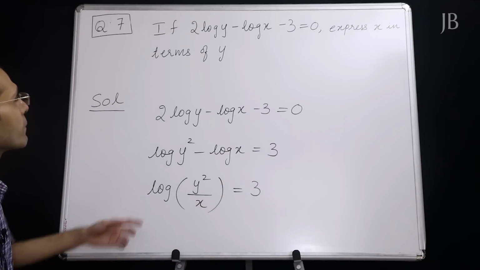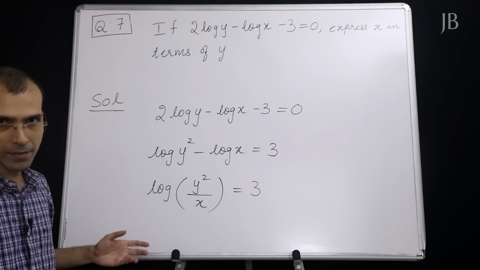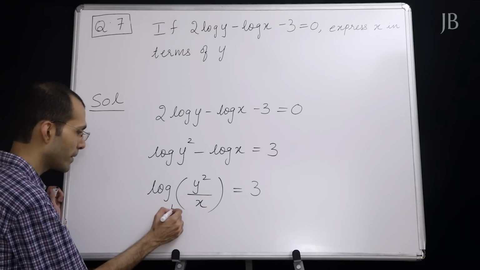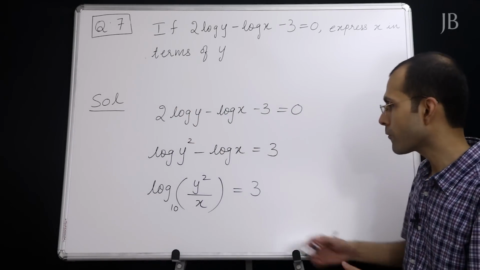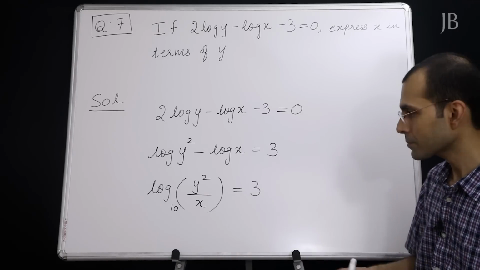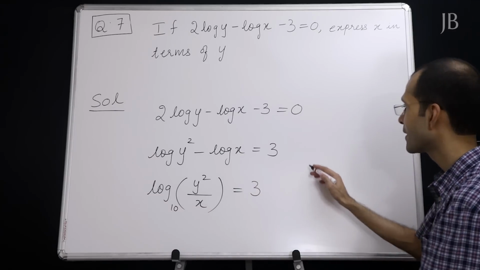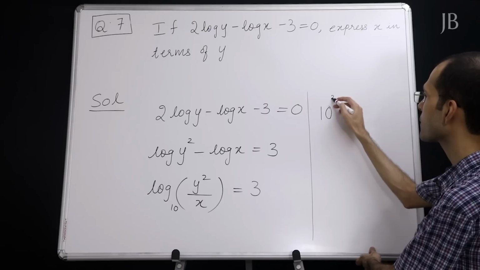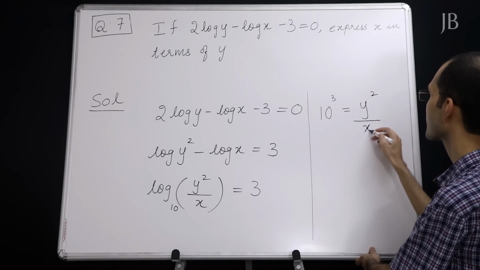Now what to do? We need x in terms of y. So we cannot just remove the log like this. Base is not given here. So what will be the base? 10. Now we can convert this log form into exponential form. 10 raised to 3 will be this. So it will be 10 raised to 3 will be y square upon x.